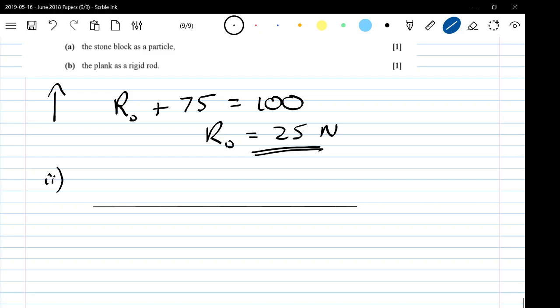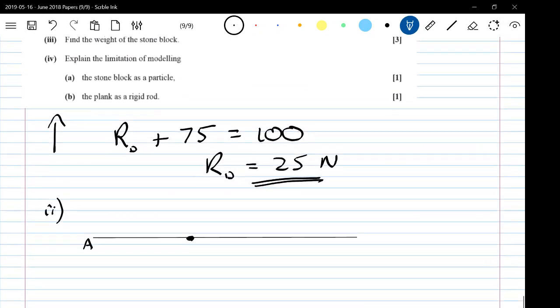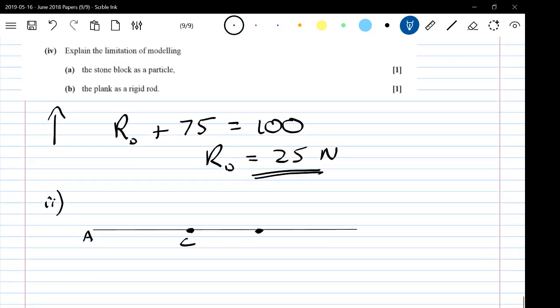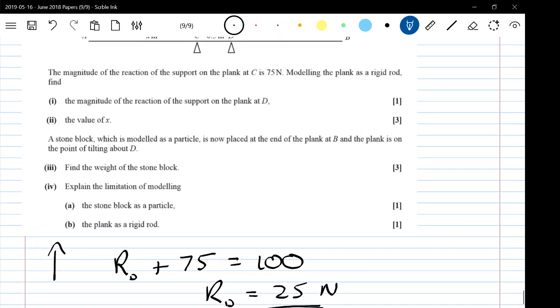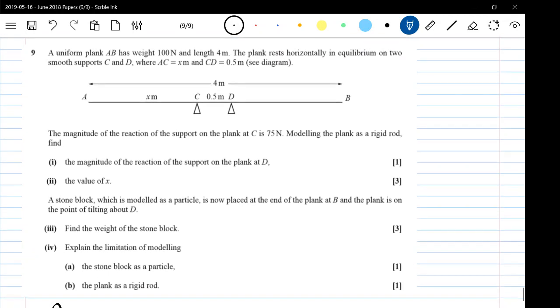There's the plank. This is the point A. Here is the point C. And here is the point D. We've already got that the reaction at C is 75. The reaction at D we now know is 25. It's a uniform plank, so its weight acts in the middle. So that is the 100 that's acting in the middle. Have I got everything right on there?